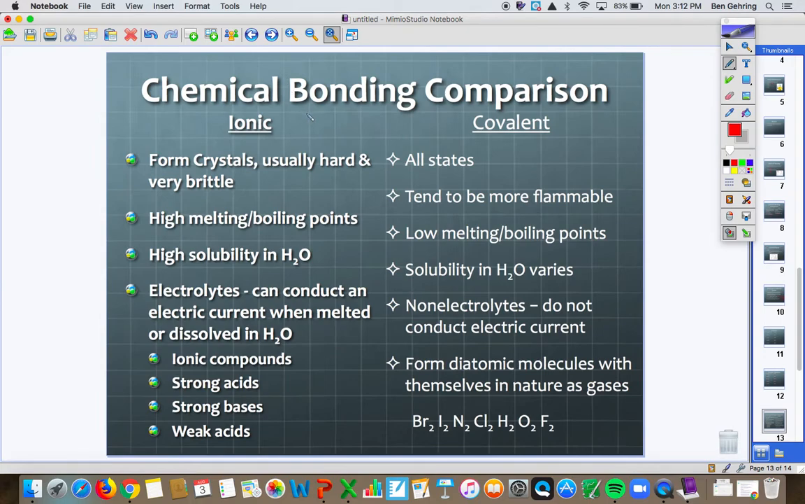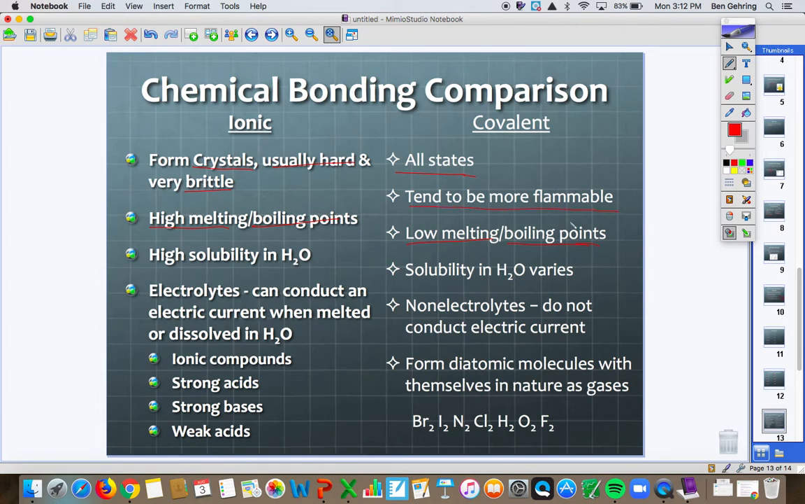So some last little notes. Some characteristics of these bonds. Ionic bonds tend to form crystals, and they're hard and brittle. And because they're crystals, that means they're solids. Covalent bonds form all states of matter. They can be solids, liquids, or gases. Ionic bonds typically have high melting points and high boiling points, whereas covalent bonds have low melting points and low boiling points. Covalent tends to be more flammable.